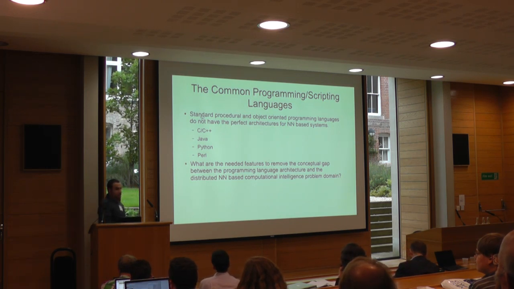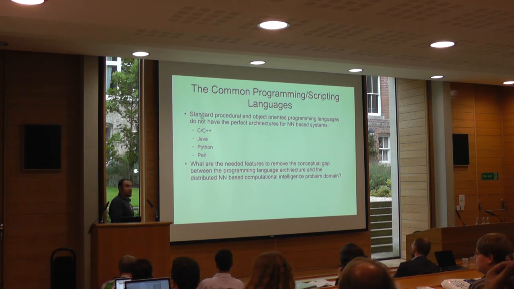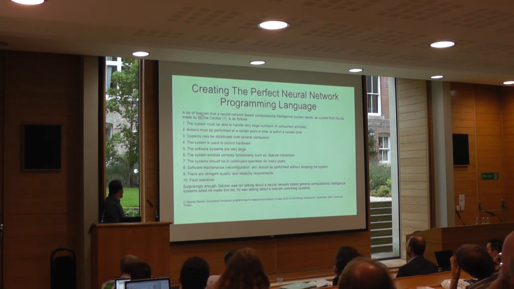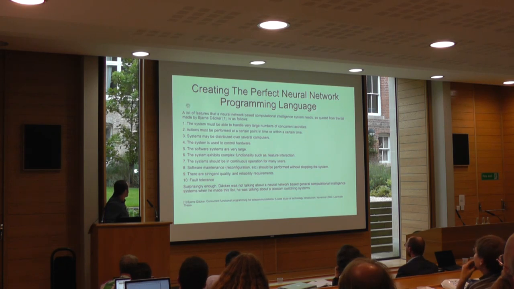So if we were to develop a neural network programming language from scratch, what kind of features would it need to have? Well, an interesting list by Professor Dacker is the following.